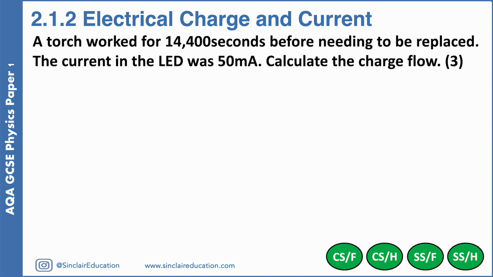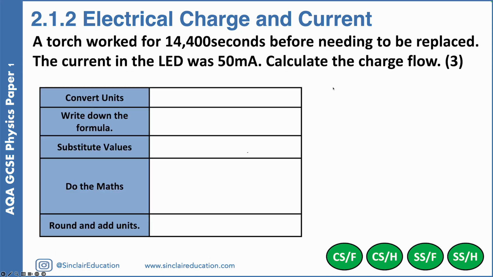If we have a look at one of the first kind of calculations then, here we've got a torch that's worked for 14,400 seconds before it needs to be replaced. We're told the current in the LED was 50 milliamps and we're asked to find the charge flow. So our system for how we approach this, I'd always say go through and highlight your values with a highlighter and underline or highlight what you've been asked to find.